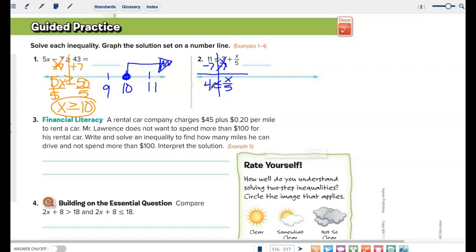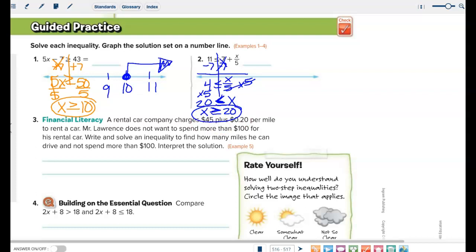Since it's x divided by 5, I do the opposite operation. The opposite of dividing is multiplying, so I multiply by 5. What you do to one side, you always do to the other. Again, since I multiplied by a positive number, my sign is going to stay the same. 4 times 5 is 20. I like to rewrite it so that x comes first, so I have to make sure that when I rewrite it, the sign is still pointing at x here again. So my answer is x is greater than or equal to 20.